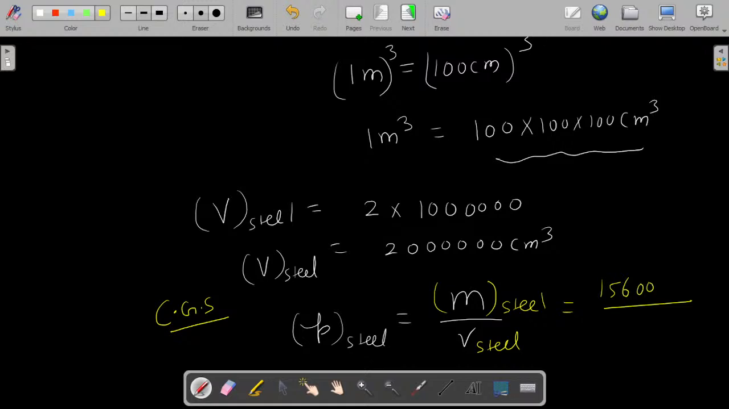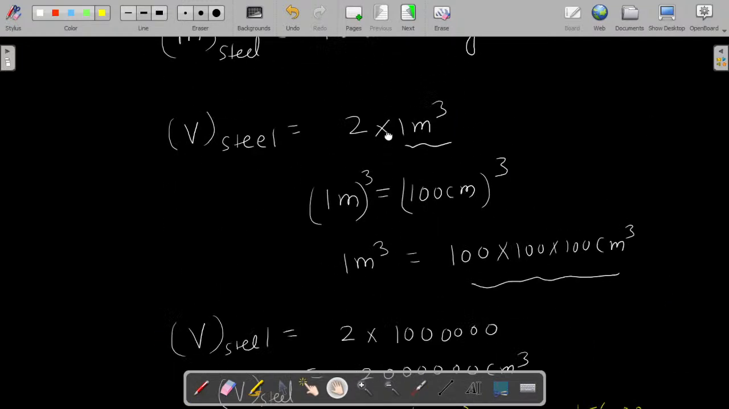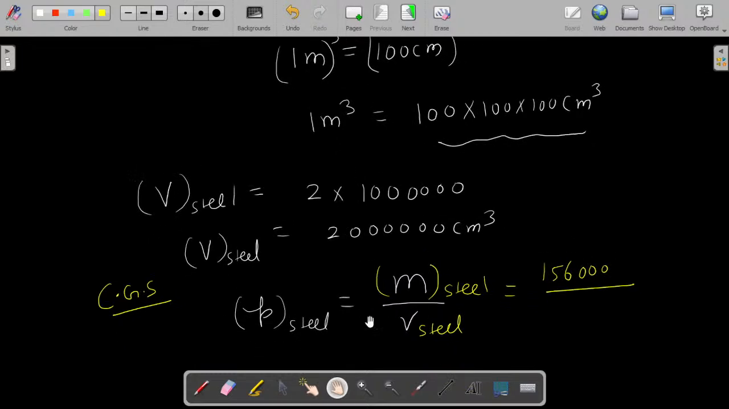156,000. 1, 2, 3, 4, 5. 156, 5 zeros are there, and here 2, it is how much? 6 zeros. 1, 2, 3, 4, 5, 6. Now you cancel it. So 5 zeros will cancel with 5 zeros.